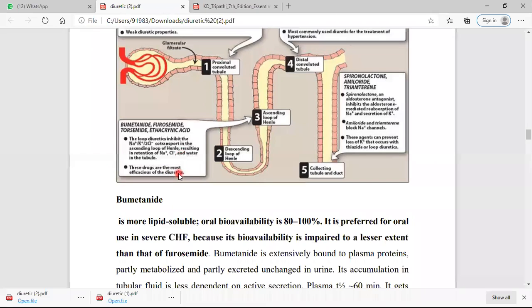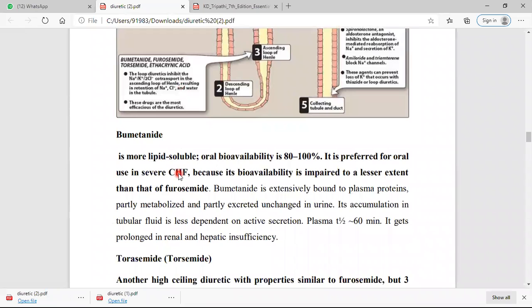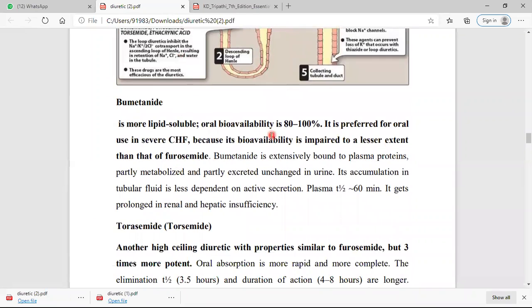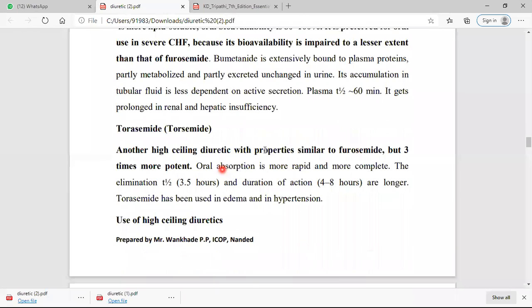Most efficacious diuretic. Now the next drug is bumetanide. It is more lipid soluble. Bioavailability is 80 to 100%. Preferred for severe congestive heart failure. It is a drug used in congestive heart failure. Okay, next drug is torsemide, another high ceiling diuretic with properties similar to furosemide, but the difference is that it is more potent than furosemide.